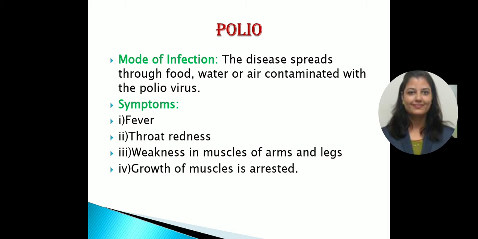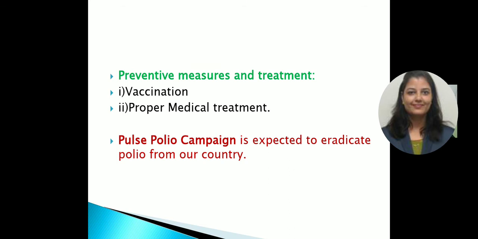Now we will take some examples of diseases, their mode of infection, their symptoms and their preventive measures. So, mode of infection of polio. The disease spreads through the food, water and air contaminated with the polio virus. The symptoms are fever, throat redness, weakness in the muscles of arms and legs, then growth of muscle is also arrested.